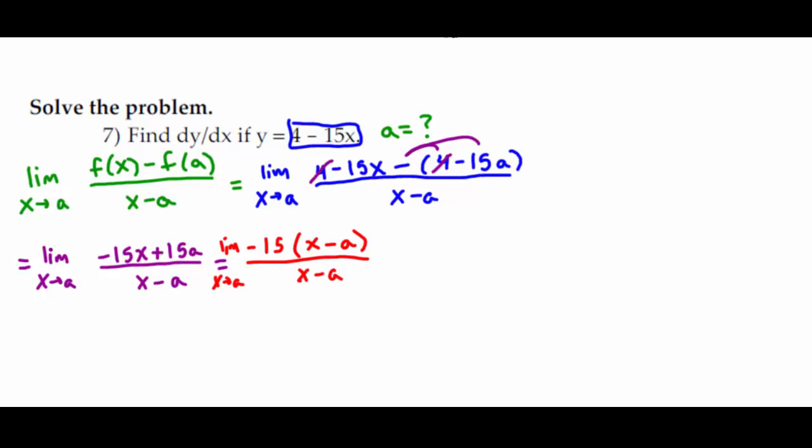So since they're both x minus a's, we can cancel them out. And all we have left now for our limit is negative 15. Everything else except that number canceled. Well, if I don't have an x to plug into, then my answer is just whatever my limit is. So x is going to a, but there's no x, so my answer is negative 15.